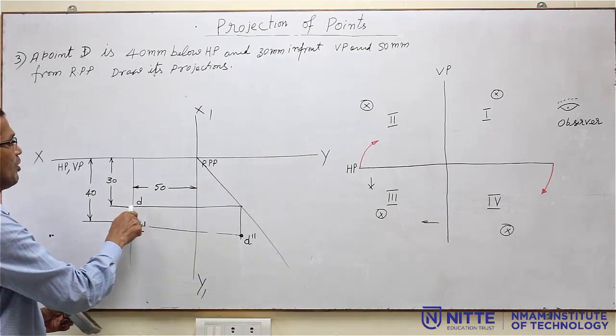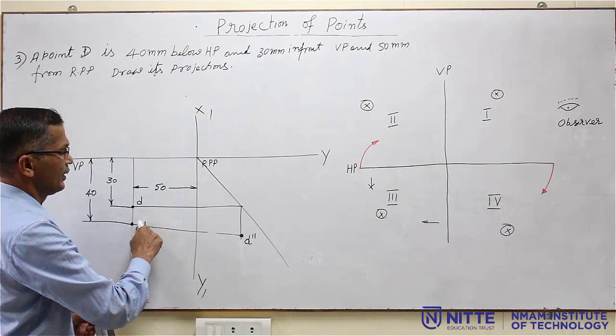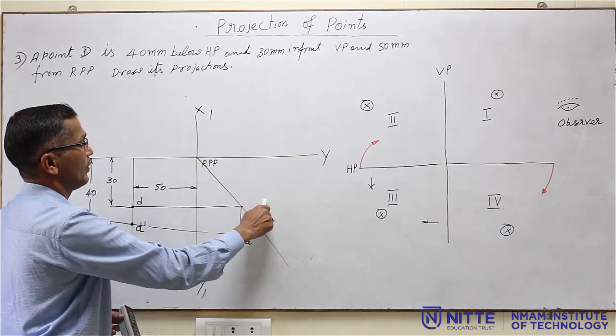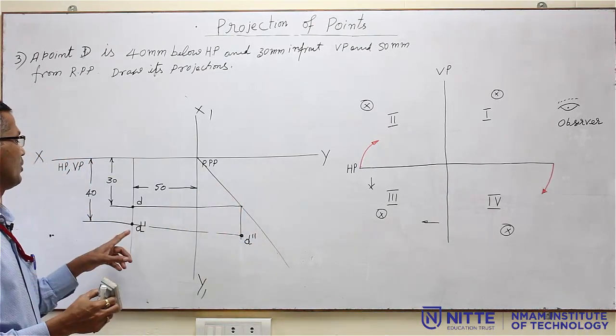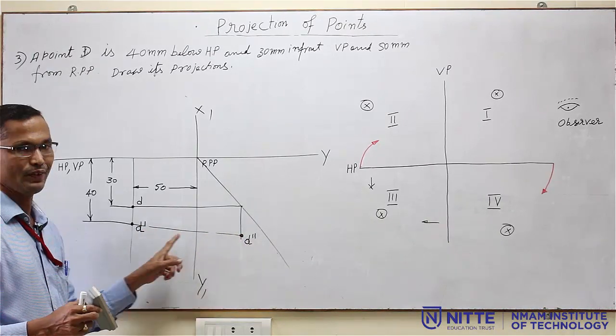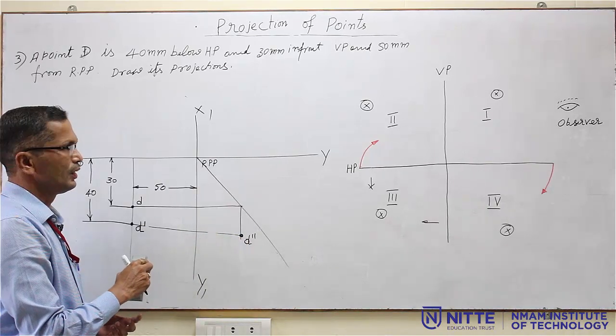Now, instead of starting from D, if you start from D dash, some of the students will do it like this. They will extend it, touch it here, then extend again, and your D double dash will come somewhere here. It is wrong. Always, as I told, D dash and D double dash should be in the same line. In any of the quadrants, these 2 points should be in the same line.